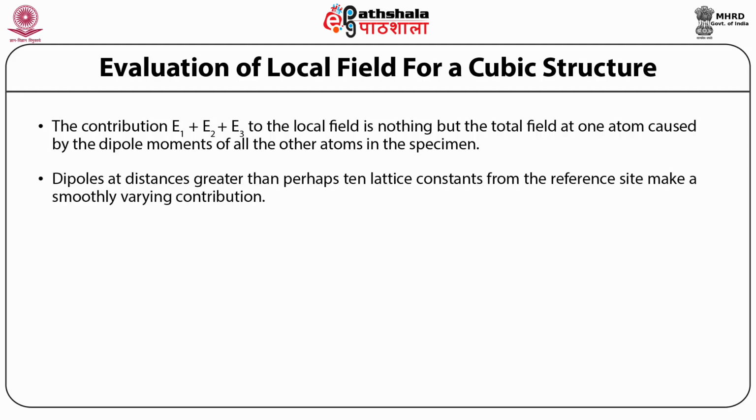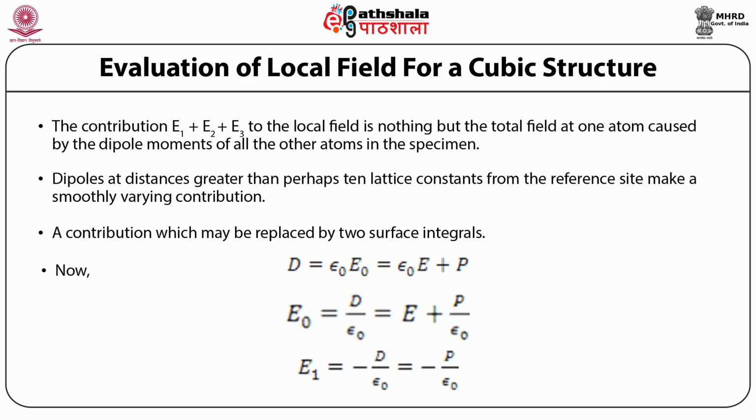Dipoles at distances greater than perhaps 10 lattice constants from the reference site make smoothly varying contributions, which may be replaced by two surface integrals. Now, D = ε0 E0 = ε0 E + P. From this we calculate E0 = D/ε0 = E + P/ε0, and E1 = −D/ε0 − P/ε0, taking E = 0 in equation 23.